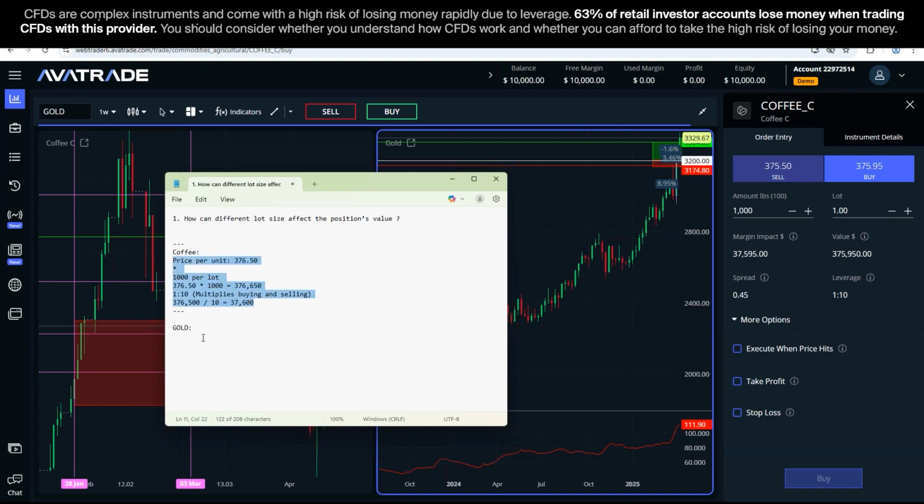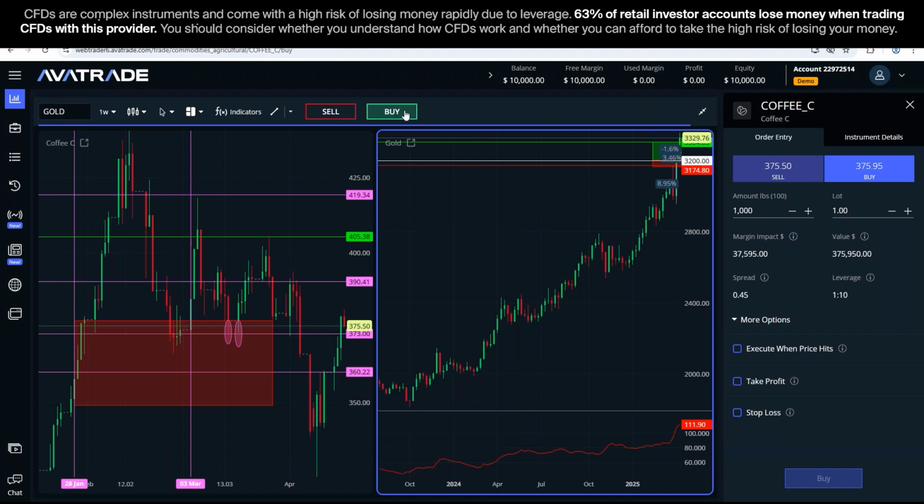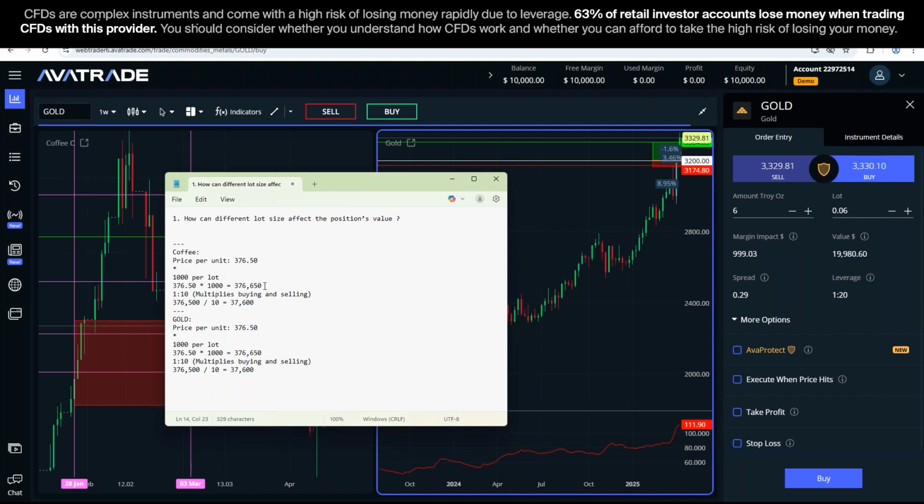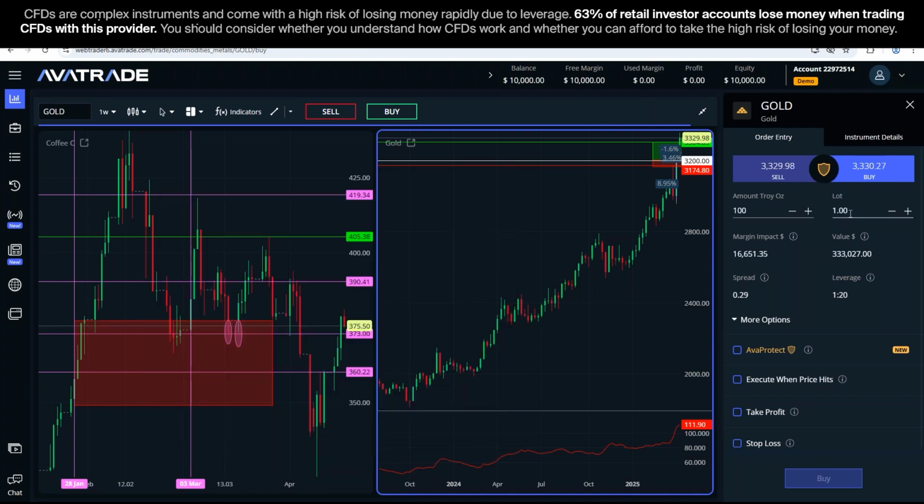We'll copy what we wrote here. We'll just change the numbers. So if we click on gold and we click on buy, then we see that the price per unit for gold is much different, 3,330. Okay, we'll write that down. Great. And we see that now with gold, the one lot is not equal to $1,000. It equals 100. Okay, how does this affect the value?